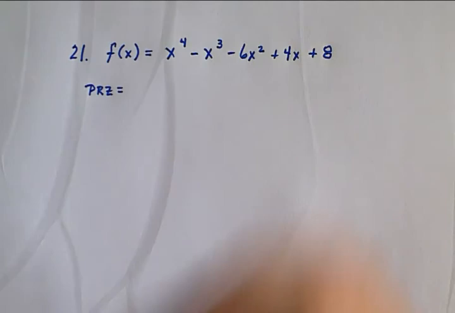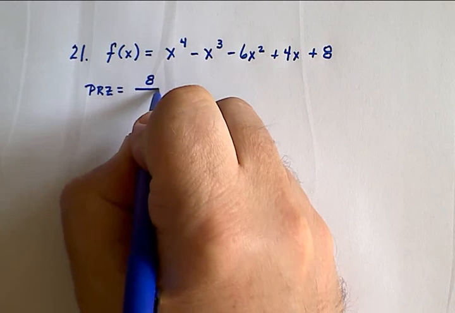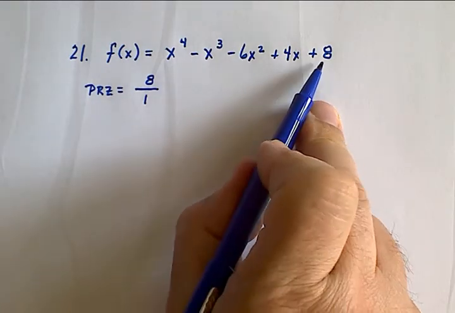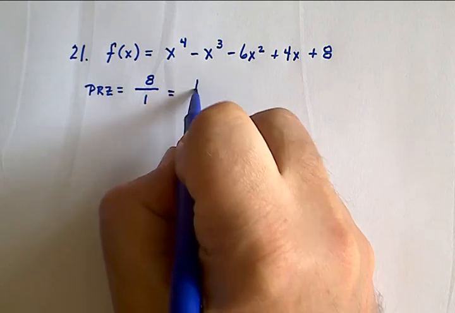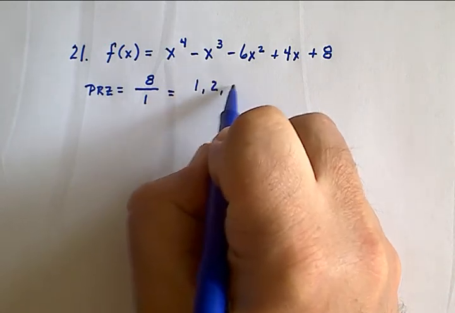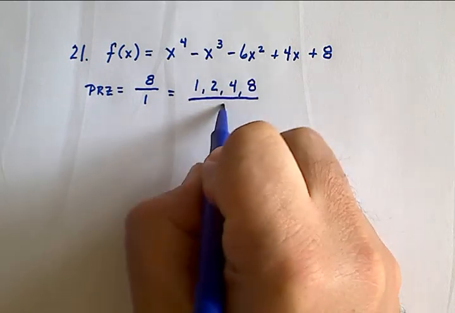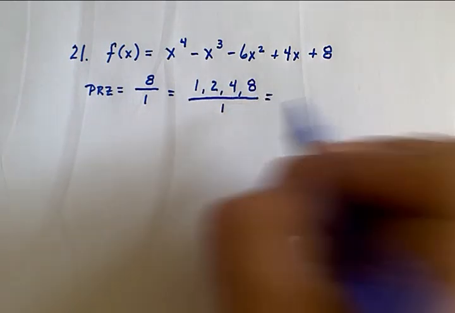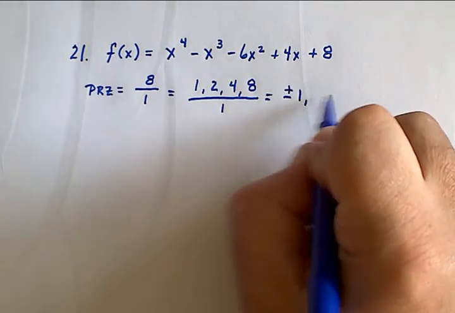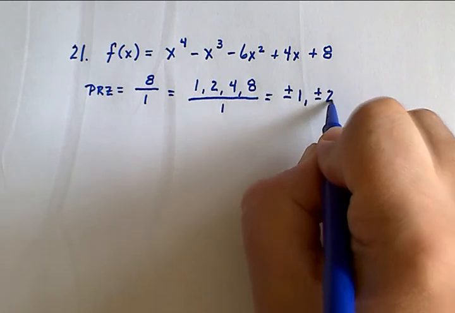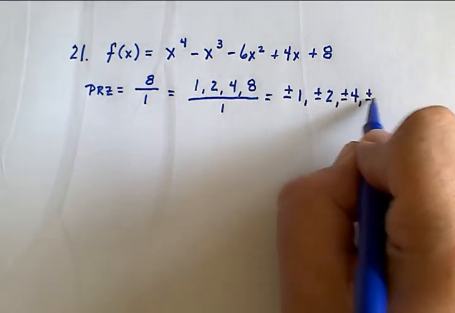So in this case, again, you're going to take the number 8 over the number 1. There's your constant. There's your lead coefficient. The factors on top are 1, 2, 4, and 8. The factors on the bottom are just 1. And the reason this works nicely is because I have no fractions to worry about. So 1, 2, 4, 8, plus or minus. And those are my possibilities.